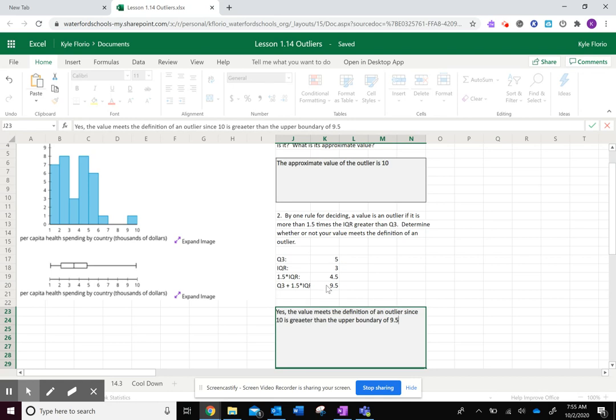So this is like the upper boundary. Anything that's over 9.5 is going to be an outlier. That's our upper bound. Anything above that, if there's a 10, 11, or 12, any of that would have been an outlier. Okay, so moving on to 14.2.